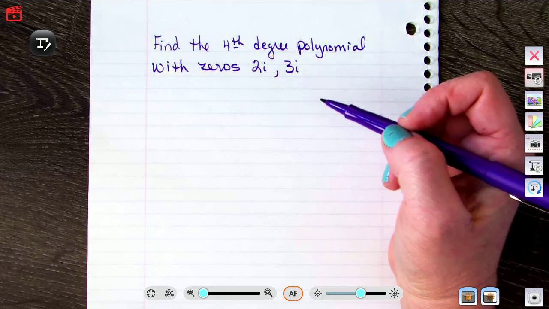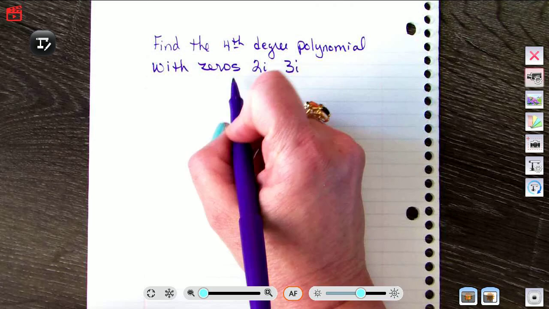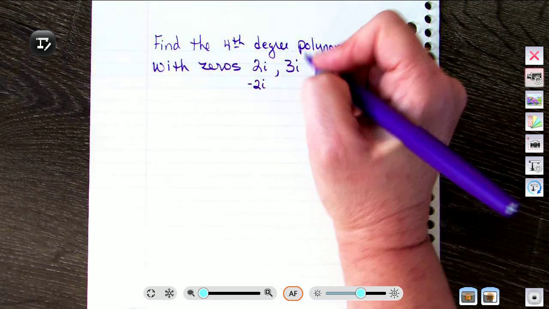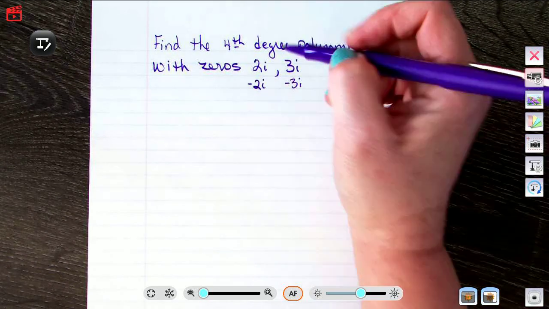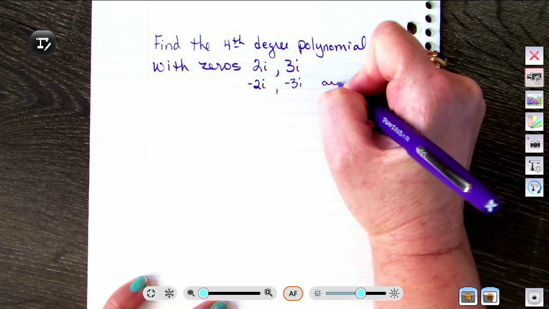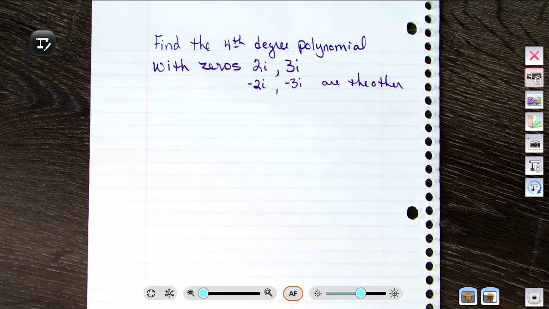They're conjugates. So this one is like 0 plus 2i. So 0 minus 2i would be another 0. And 0 minus 3i would be our fourth 0. So if these are two zeros, these guys are the other zeros. And that would be my 4 zeros that I need.